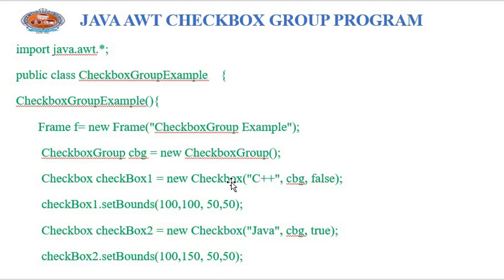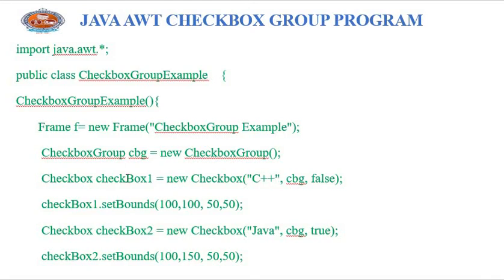Okay, so what is the example program? First import the AWT package, next class open, next method open, next we can create the frame. Next, the CheckboxGroup object is cbg equal to new CheckboxGroup. Next, checkbox1 is equal to new Checkbox("C++", cbg, false).